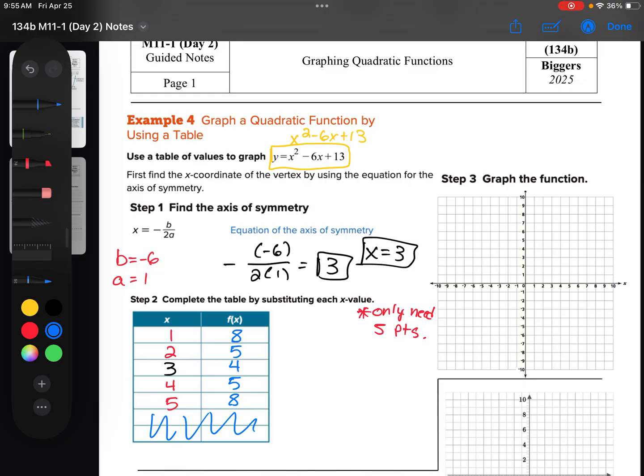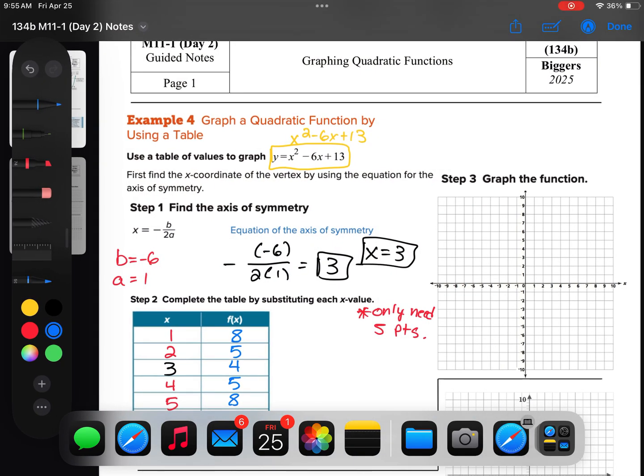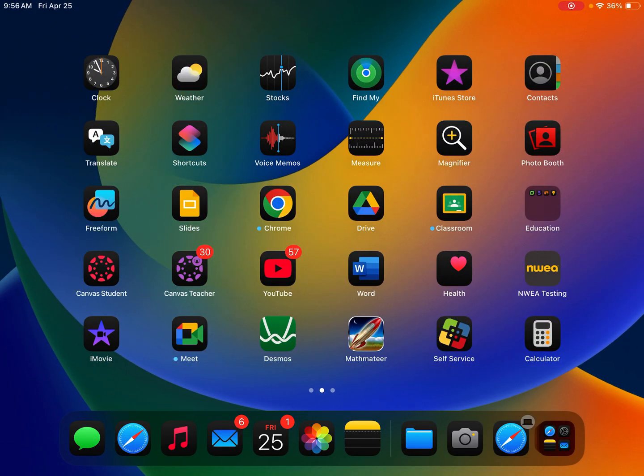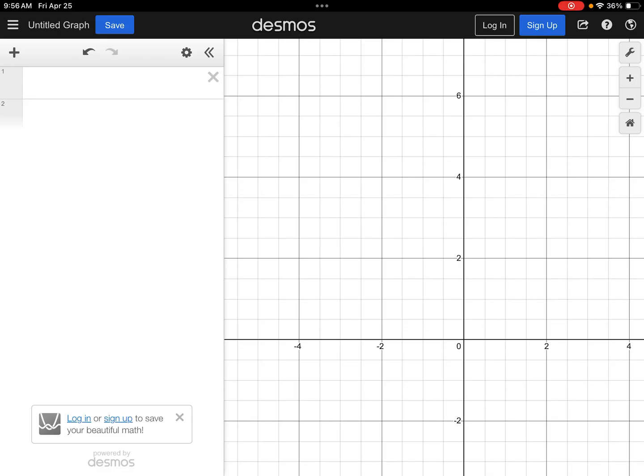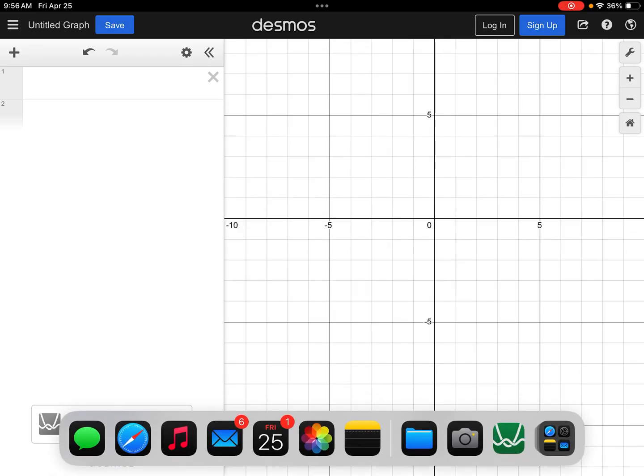I'm also going to show you how to do this on Desmos. So at home or even at school, you can use Desmos to help you with these things. What is Desmos? You're going to want to Google it, Desmos Graphing Calculator. This is what it's going to look like. So I'll give you a second if you need to pause the video and get here.